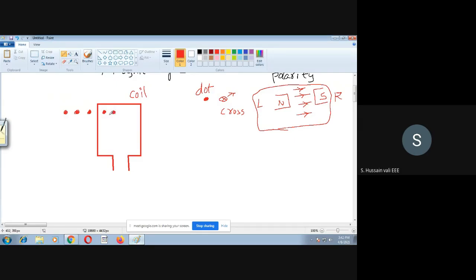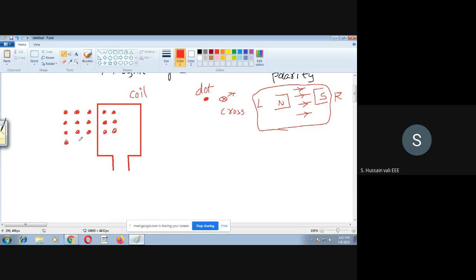This is the magnetic field. So what does this mean? The dots I have drawn mean the flux lines are coming towards you from the screen, from the plane.